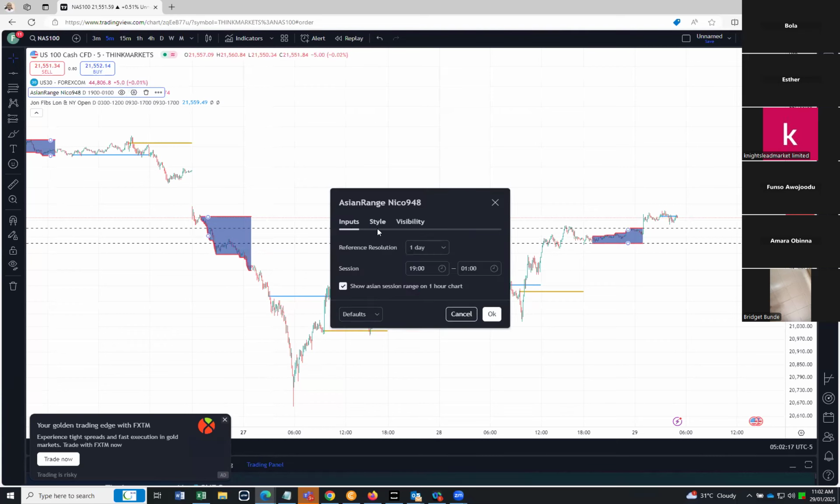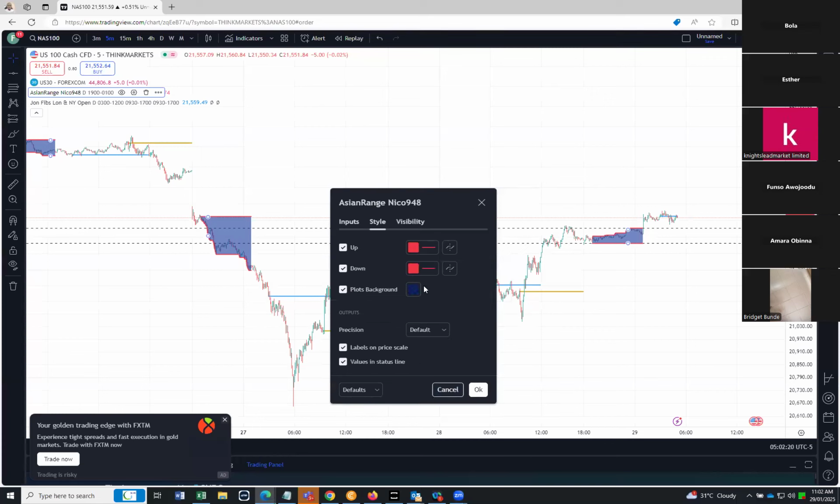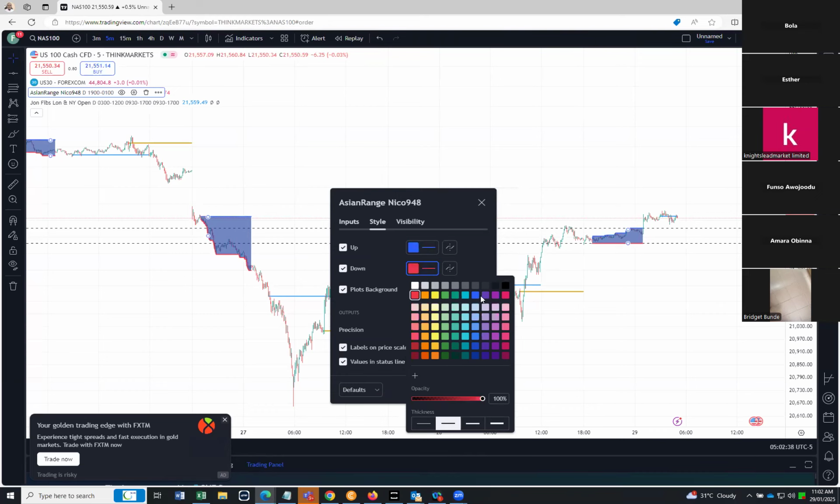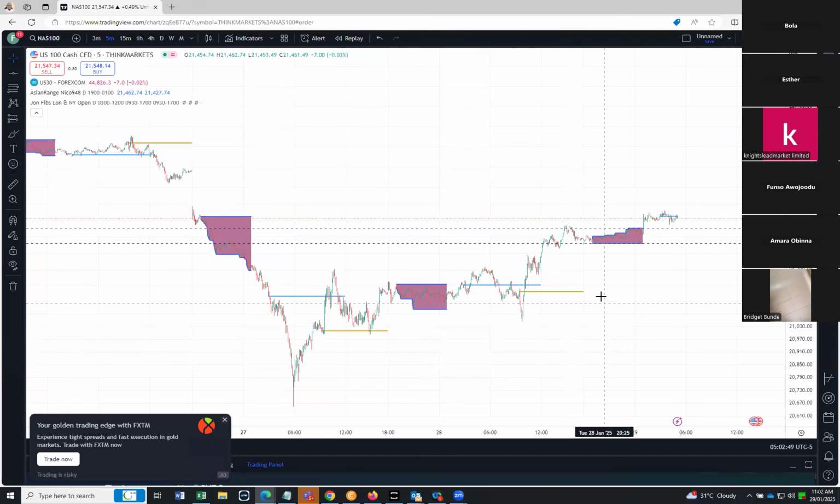Okay, after inputs, then go to style. So here now you can change the upper limit and lower limit, the Asian high and the Asian low. You can change them to whatever color suits you. You can just play around with the colors. You can make this blue, you can make this blue, then you can decide to make this pink. Just any color that suits you.